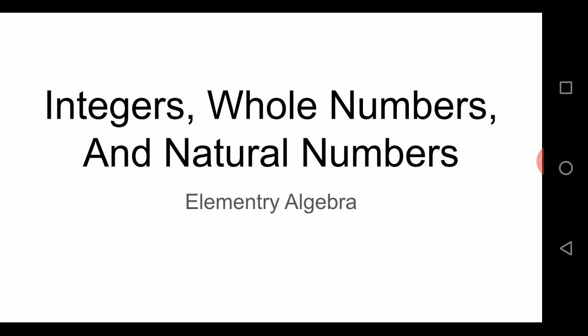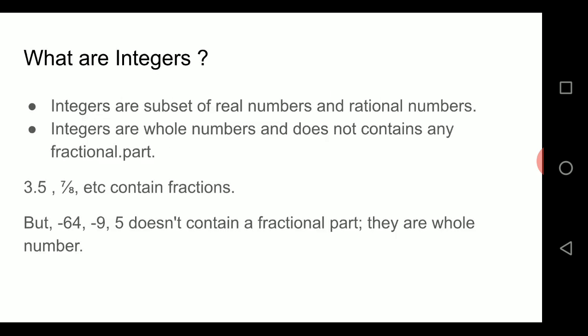In this video, we'll talk about integers, whole numbers and natural numbers. From my previous video, you know that rational numbers are numbers that can be represented as a fraction, and it has some subsets like integers, whole numbers and natural numbers. These are the subsets of rational numbers. So what are integers? We start with integers.